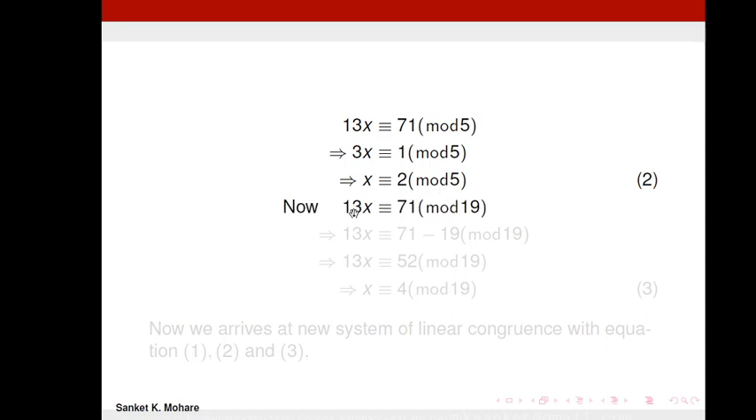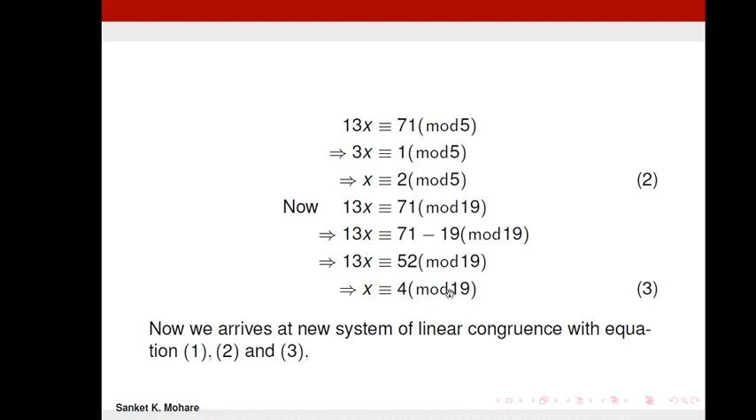Now the third congruence is 13x is congruent to 71 modulo 19. So 13 doesn't divide 71. So this implies 13x is congruent to 71 minus 19 modulo 19. Here we subtract a multiple of 19, that is 19, from 71, such that we obtain 13x is congruent to 52 modulo 19, which implies x is congruent to 4 modulo 19. Call this equation 3.